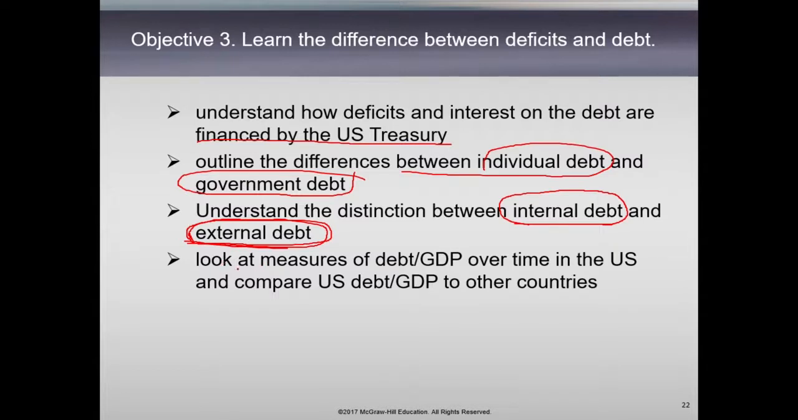Okay, so we will look at measures of the debt to GDP ratio over time. We're just going to get our hands grubby with the data again and get some basic trends down. And we'll compare the U.S. debt to GDP ratio to other countries to see whether or not the U.S. economy has an unusually high debt to GDP ratio or a debt to GDP ratio that looks fairly typical when looking at other industrialized, stable economies.